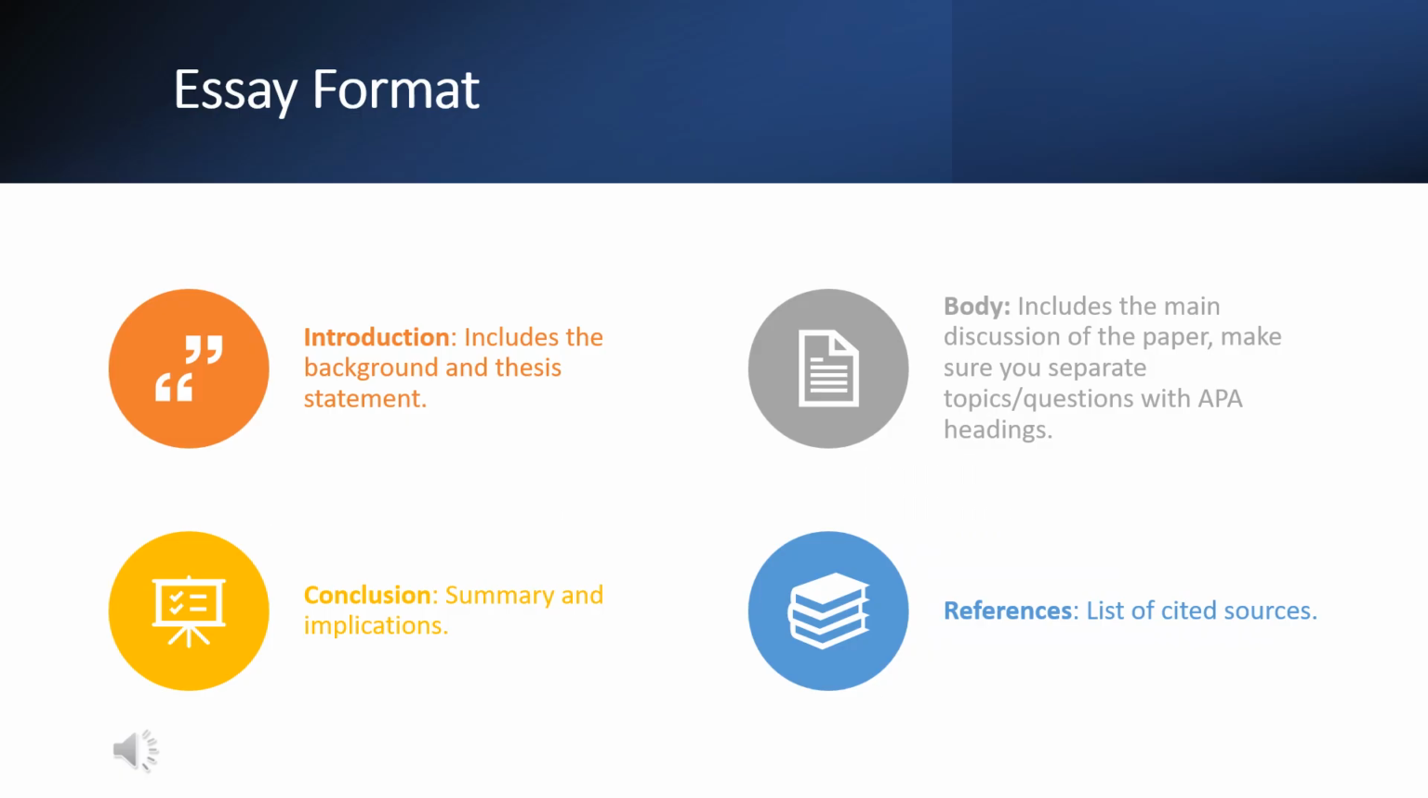For written assignments, which will comprise most of your online assignments, you will use an essay format. An essay has 3 main sections: an introduction to your paper, and a body, which is where the main discussion of your paper will be. This includes responding to any questions in the assignment. You will end the paper with a conclusion, and wrap up what you have said with an analysis. Of course, you will start with an appropriate APA title page and end with a reference page.